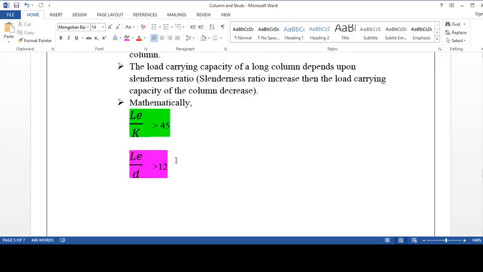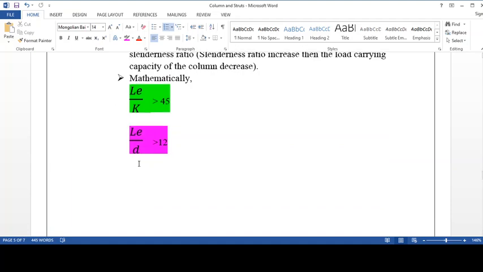Mathematically we can write LE by K is greater than 45, LE by D is greater than 12. LE is the effective length, K is the least radius of gyration. At the same time, here also LE is the effective length, and D is the least lateral dimension.